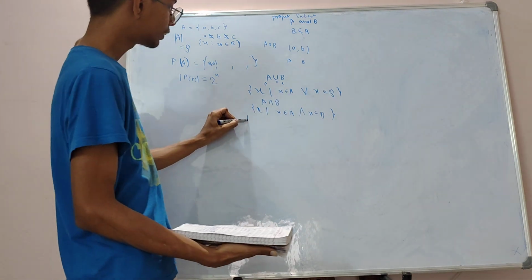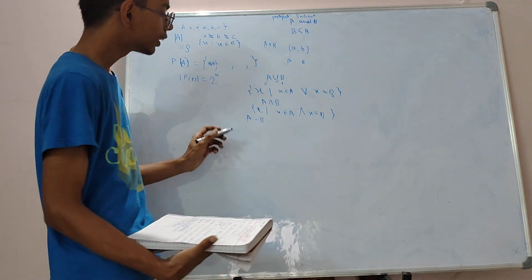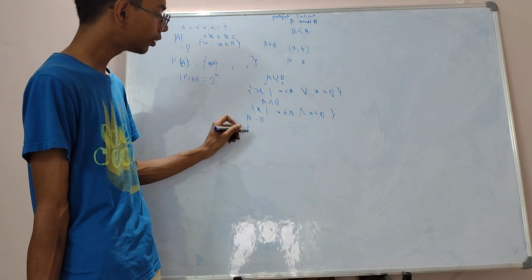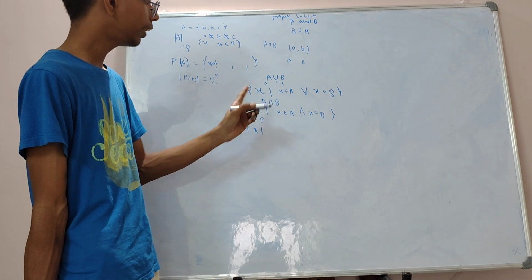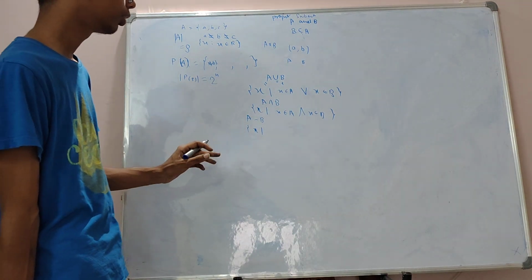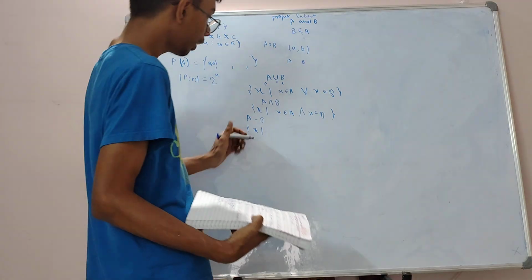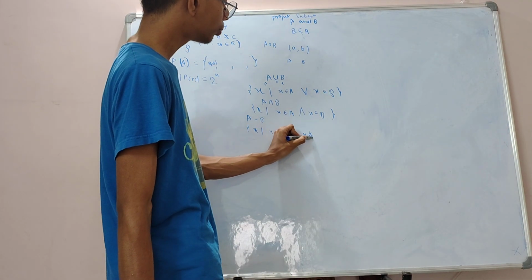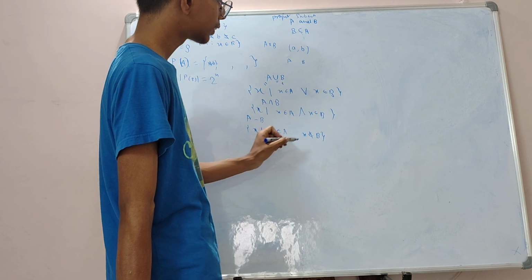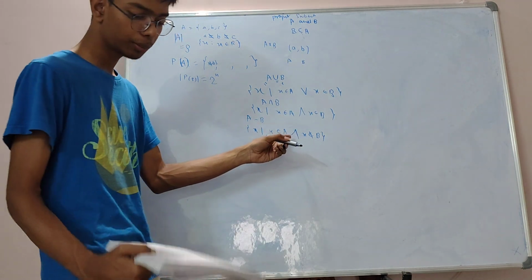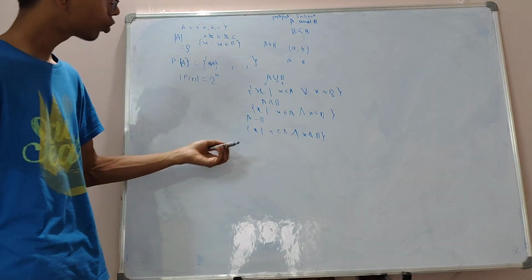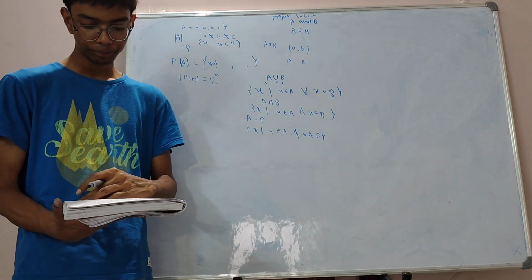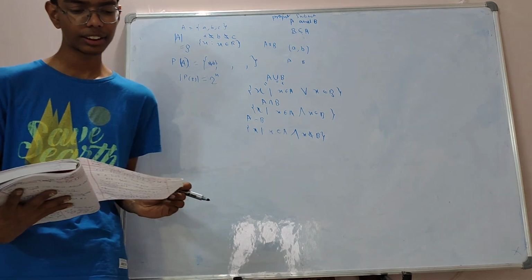And difference, A minus B. So what does it mean? This element of mine should be present in A but not in B. So what I will simply write is, x should belong to A but x should not belong to B, and both conditions should be true. So I am using AND, right? And for complement, simply x does not belong to A. Complement is easy, right?